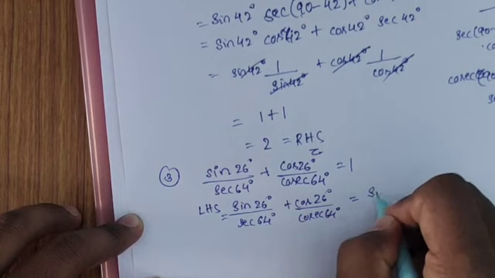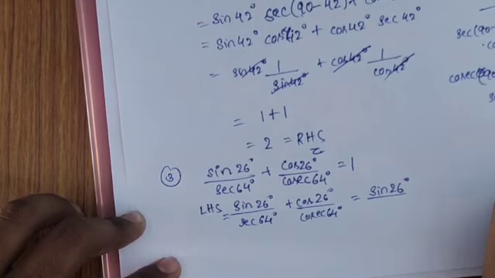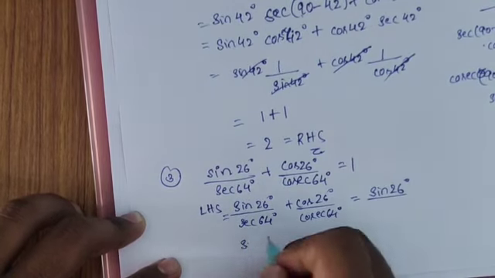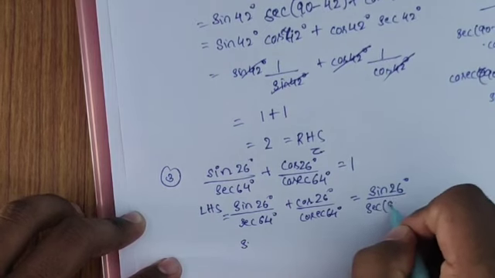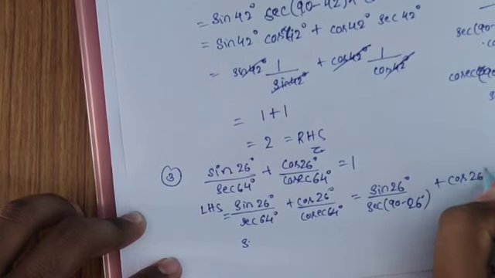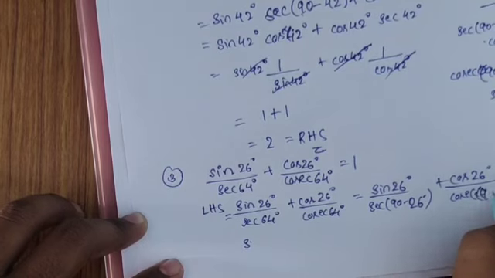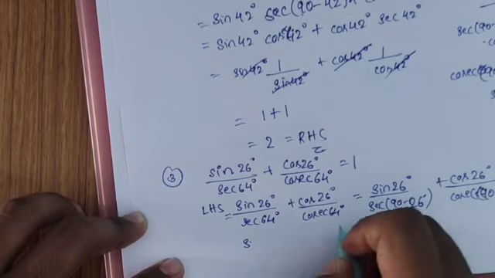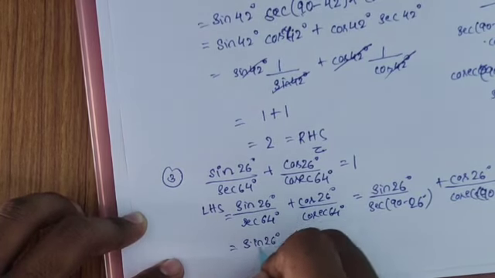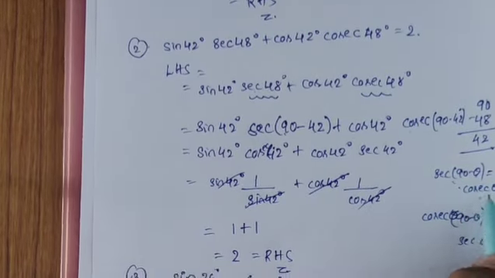So observe, sin can remain the same, sin 26 degree remaining same. So I will change 64 as 90 minus 26. What you will get? Here 100 minus 64 is 26, so 90 minus 64 is 26 degree. So now sin 26 degree as it is, secant of 90 minus 26 degree, plus cos 26 degree as it is dividing by cosecant of 90 minus 26 degree. So in the next step, secant of 90 minus theta can be written as cosecant theta.